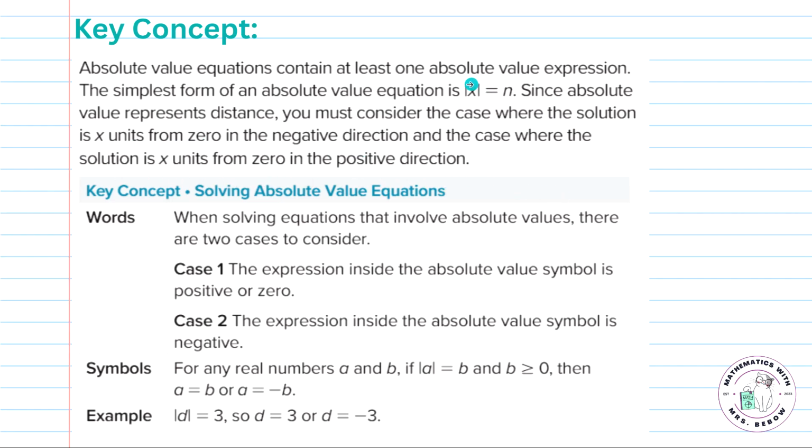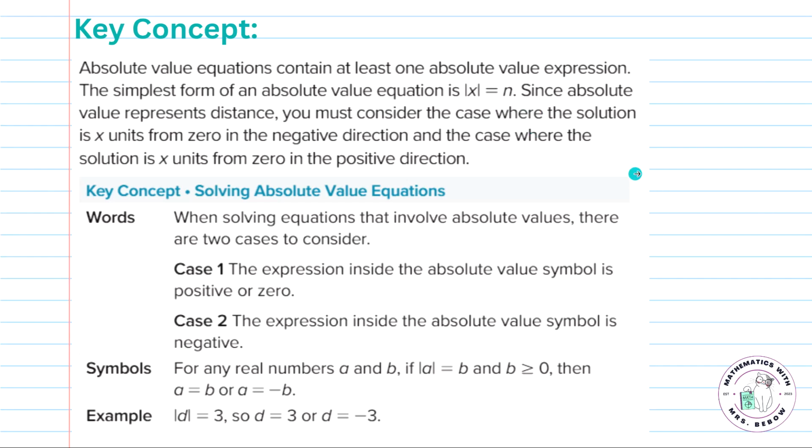Because remember, when we take the absolute value of 4, that's going to be a positive 4 because it's, again, 4 units away from 0. And if we take the absolute value of negative 4, that is also 4. So we have these two cases that we have to make sure we're keeping in mind as we go through and solve these absolute value equations.